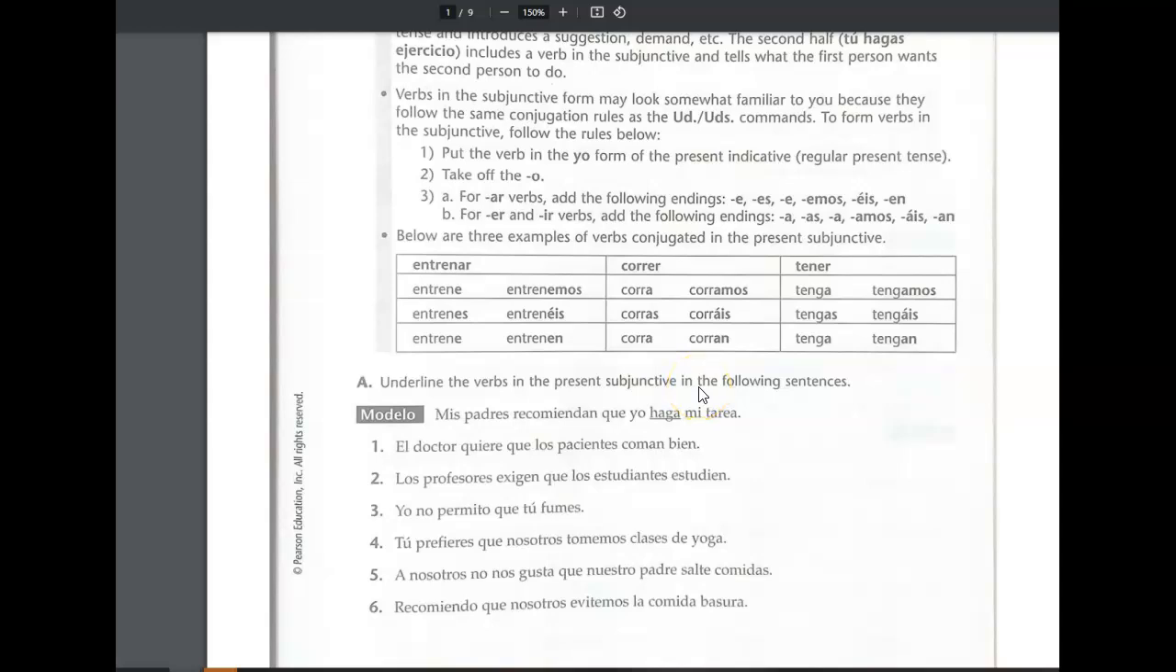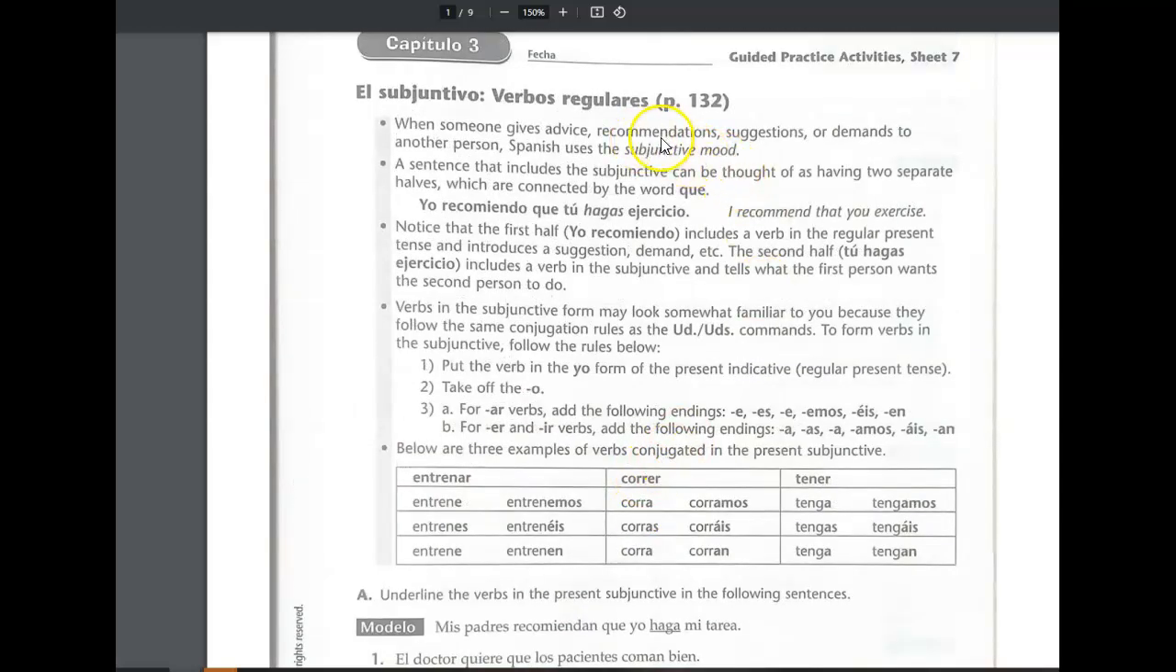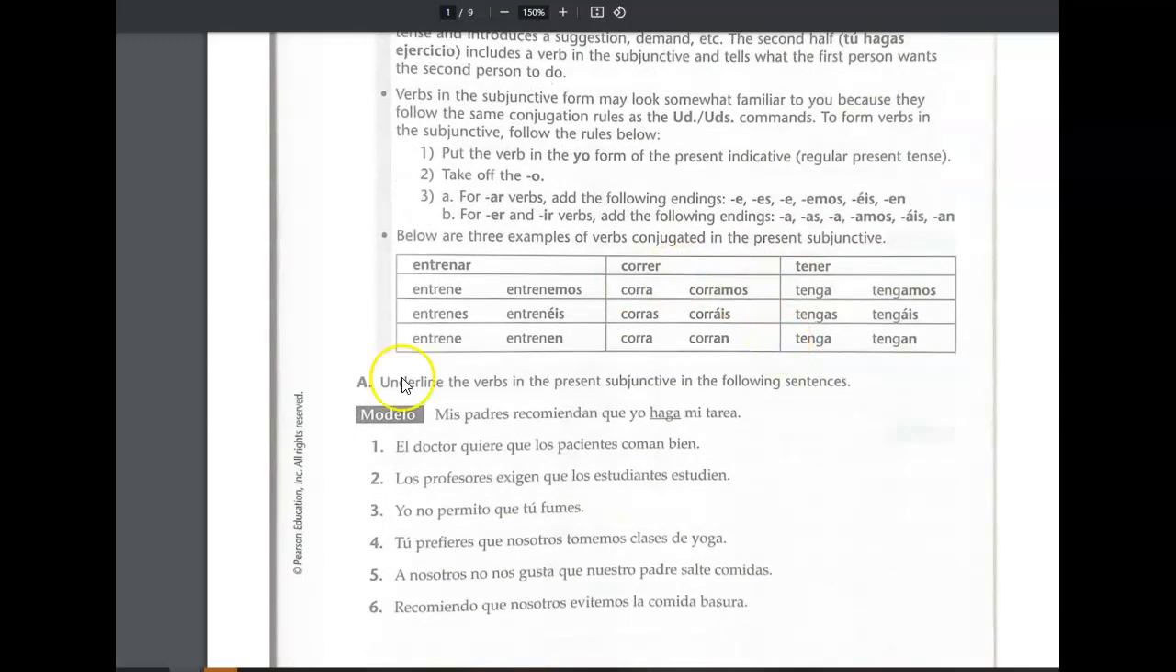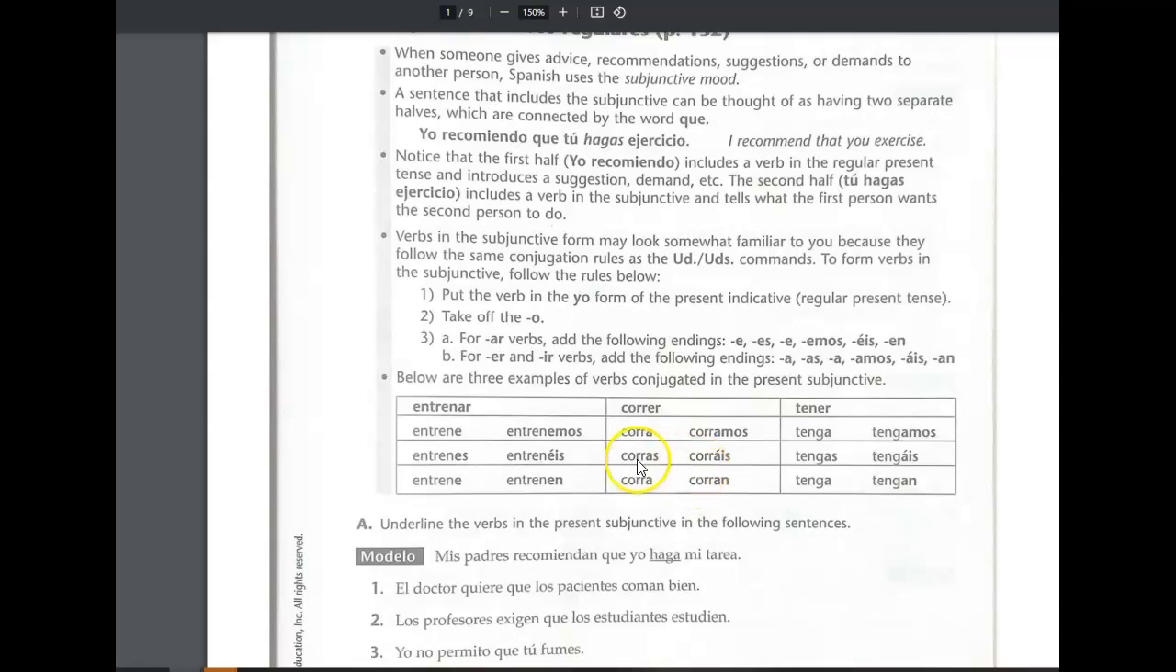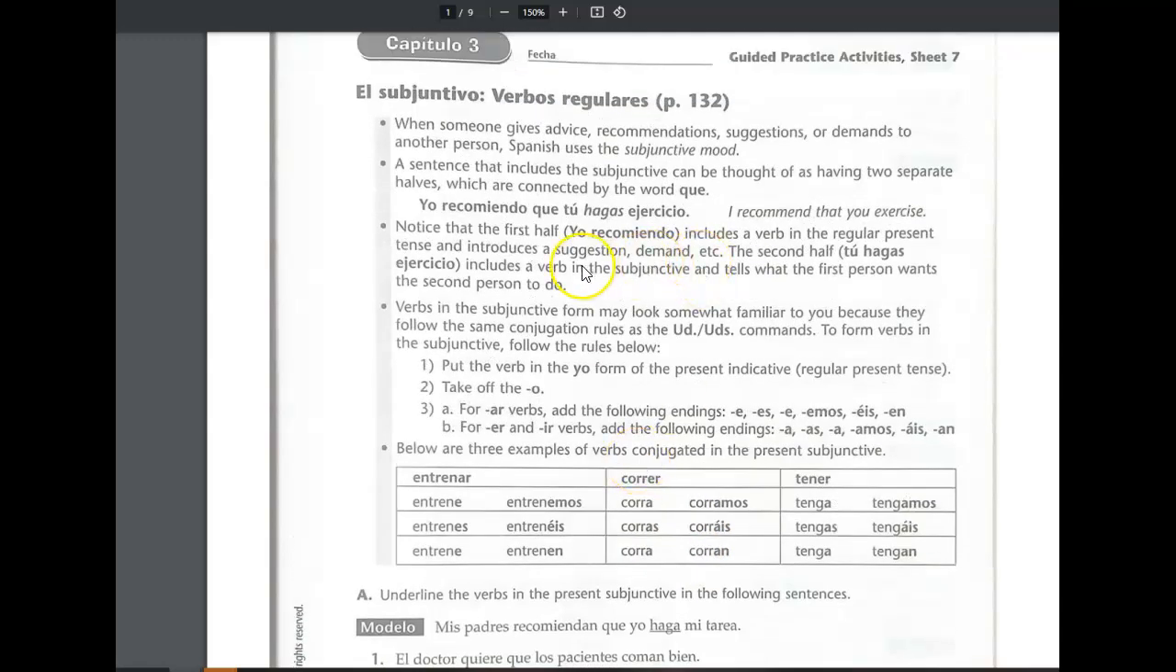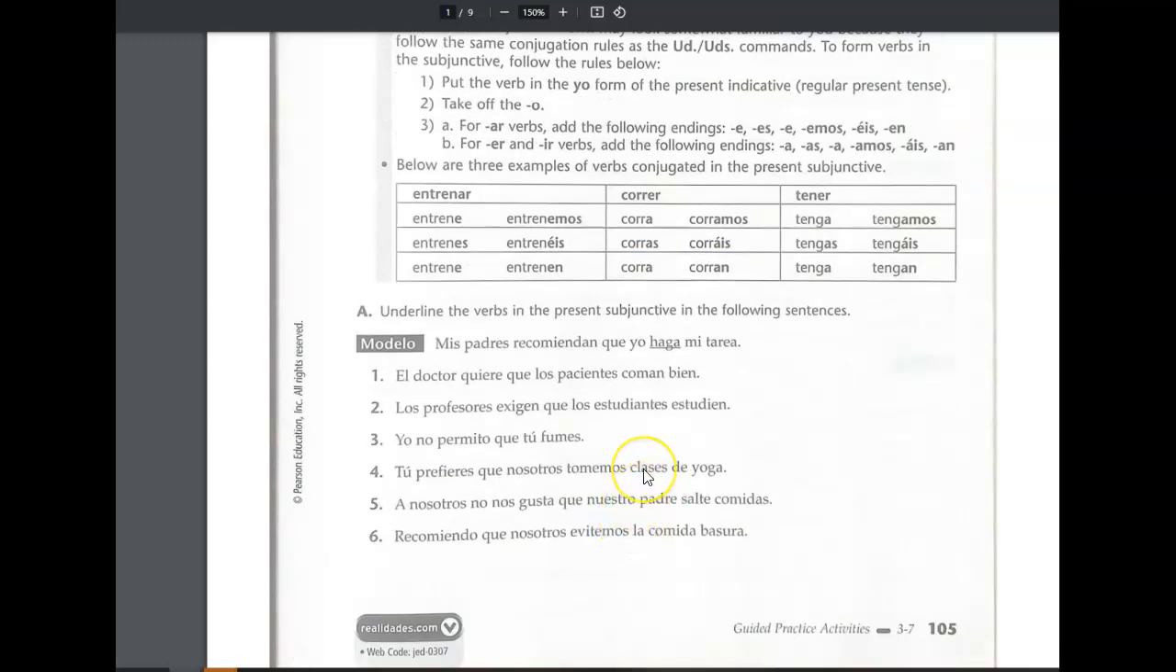Underline the verb in the subjunctive. For example, number 1, el doctor quiere que los pacientes coman. Coman would be the verb comer in the subjunctive. Doctor wants patients to eat well. This is a recommendation, a suggestion that a doctor would make. Los profesores exigen que los estudiantes estudien. Estudien would be our present subjunctive. Teachers demand that students what? That they study. Kind of a demand, maybe a polite suggestion, a recommendation, but yeah, you gotta do a little review at home. That's always good.